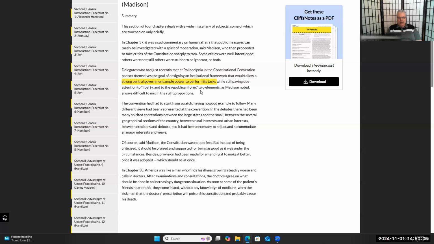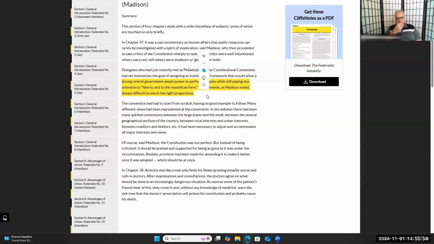Strong central government, ample power to perform its tasks, while still paying due attention to liberty and the Republican form, two elements, as Madison noted, always difficult to mix in the right proportions. This is the key point here, right? And that's where the greatest difficulties come in. Having a strong central government that can do what it's supposed to do, but also make sure that it doesn't overstep its bounds and doesn't infringe upon the rights of individuals to their life, liberty, pursuit of happiness, property, right? We could meditate on that for quite some time and talk about that for quite some time. But that's huge, right? That's big.